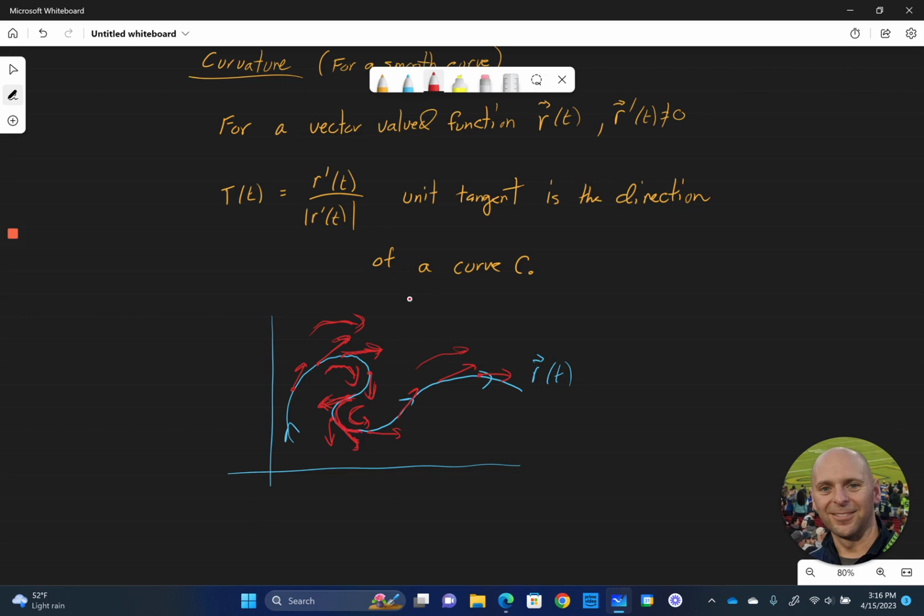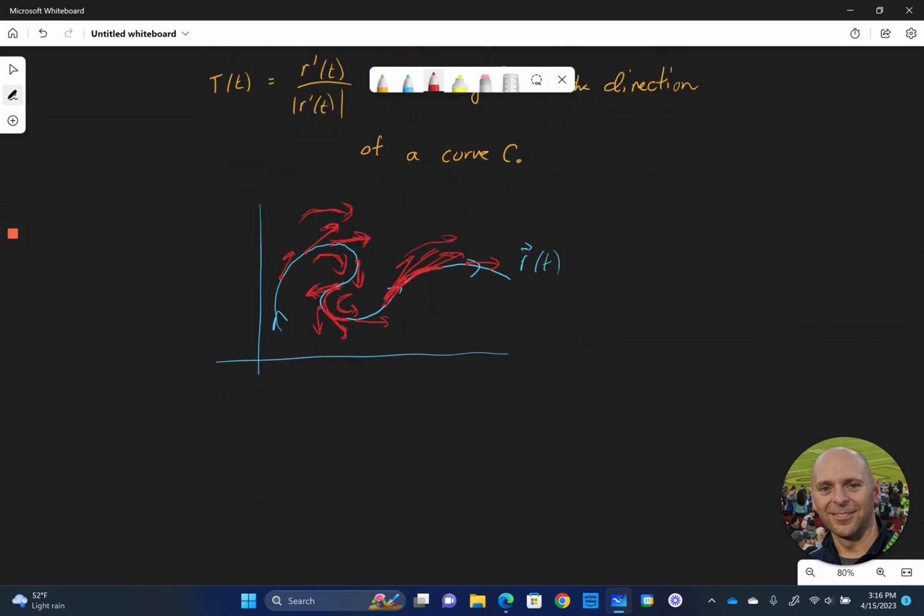As we look through places out here, if we look over a similar length, we see that the unit tangents don't change quite as rapidly as they do over here. So that is our motivation in terms of how we set up our formula for curvature. Effectively, it's going to measure how quickly the curve changes direction with respect to the arc length.